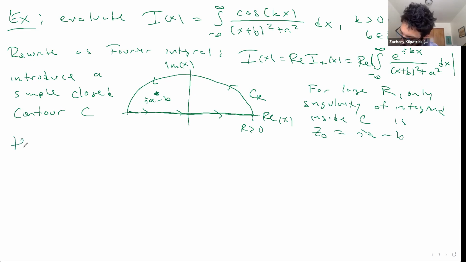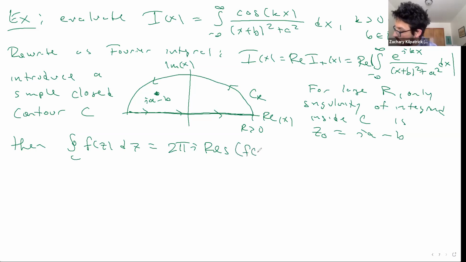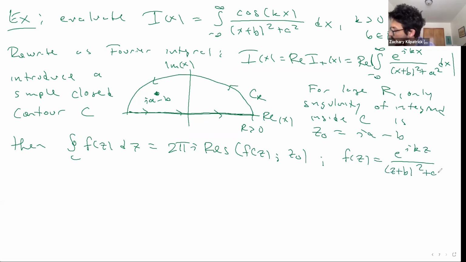So then let's use the residue theorem. The integral of f of z dz is going to equal 2 pi i times the residue of f of z evaluated at z0. In particular here, our f of z is just our whole integrand up there: e to the i kz divided by (z plus b) squared plus a squared.